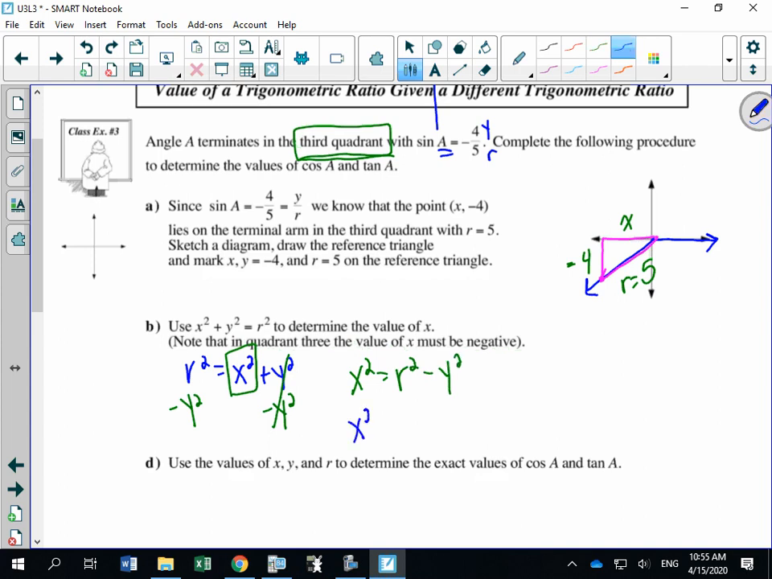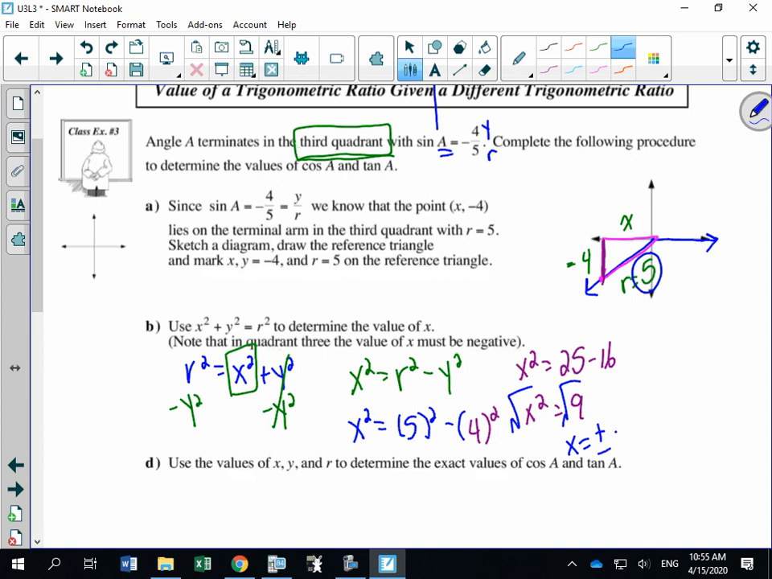So to figure out what x is equal to, the radius squared, which is 5 squared, minus y squared. And y, remember, because we're dealing with a triangle, I don't need to put -4, so I'm just going to put 4 squared. x squared is equal to 25 minus 16. x squared is equal to 9. Now, if I square root both sides, I get x is equal to positive or negative 3.